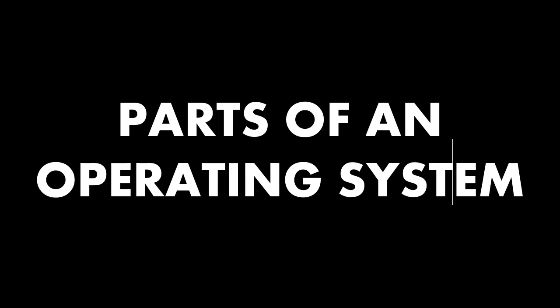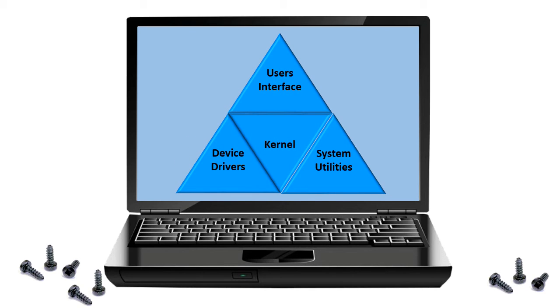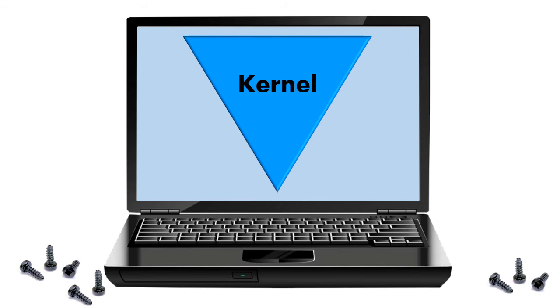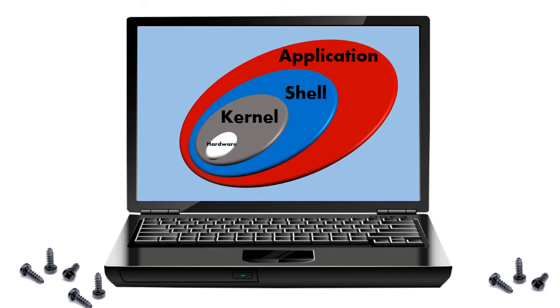Parts of an operating system. The operating system can be broken down into four main parts, namely kernel, device drivers, user interface, and system utilities. First is the kernel. The kernel is the main component of most computer operating systems. It is a bridge between applications and the actual data processing done at the hardware level.